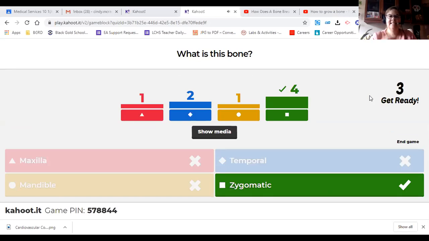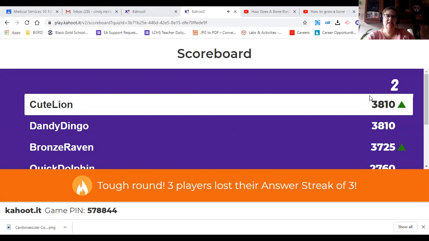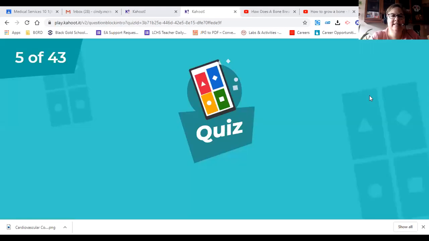This is the zygomatic. That's our cheekbone. So remember, zygomatic is our cheekbone. Ooh, 3 players lost their answer streak with that one. Ouch, and Cute Lion is in the lead.